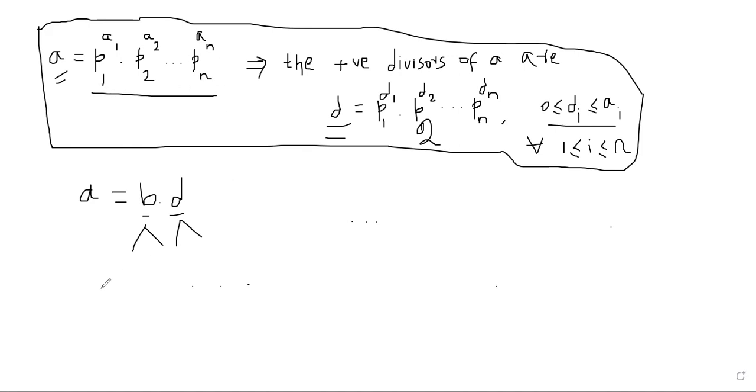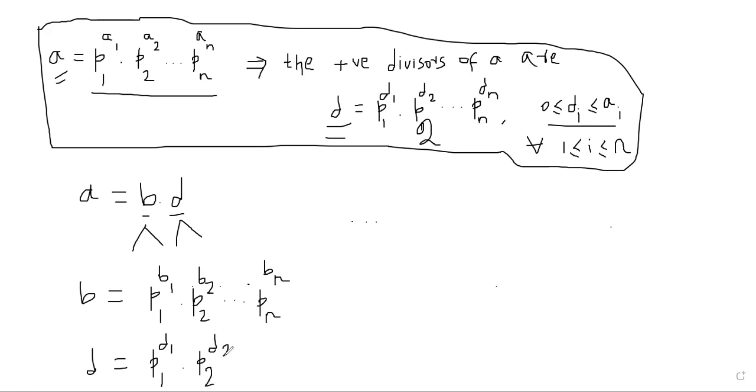That means we could say B is made of P1 power B1. By the way, B1 can be 0. That means you're not taking that particular prime number. P2 power B2 and all the way to Pn power Bn. Some of the Bi's can be 0 because we don't need that particular prime for the prime factors of B. Similarly, D must also be made of P1 power D1, and D1 can be 0 very well. Any Di, in fact, can be 0. And P2 power D2, all the way until Pn power Dn.